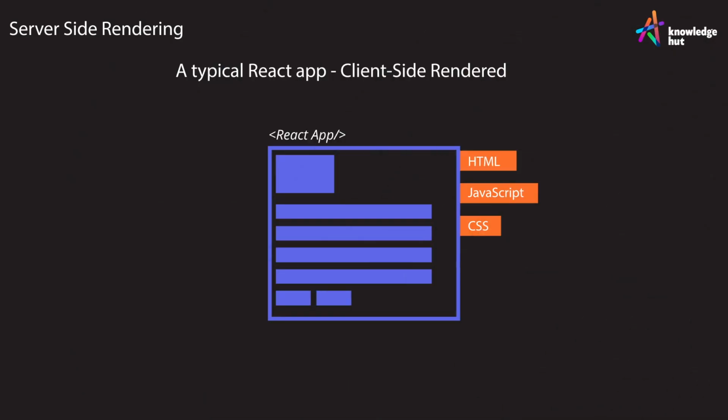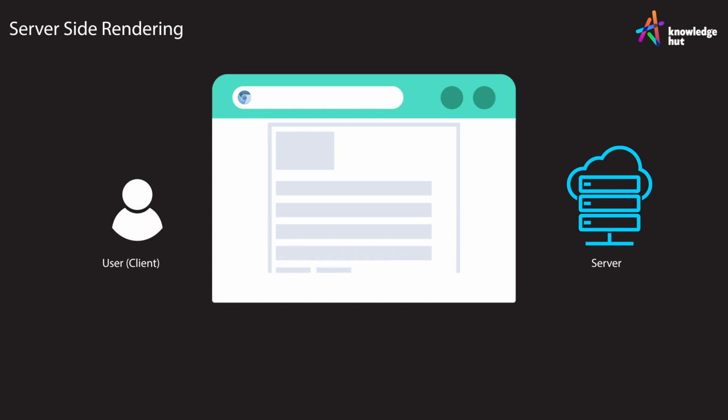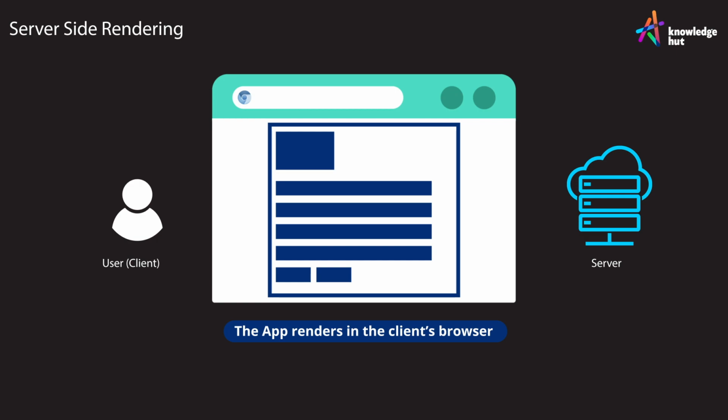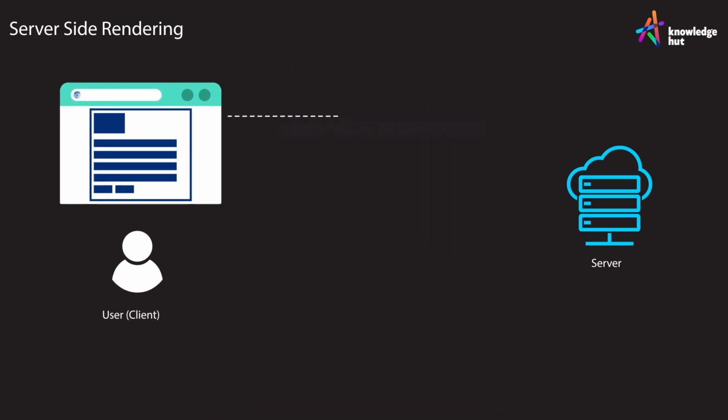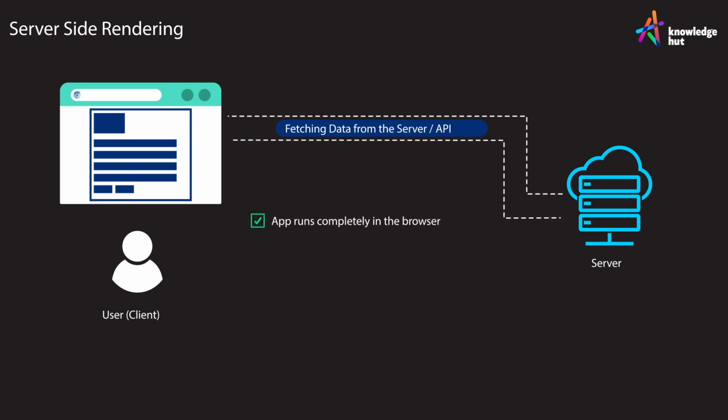Let's begin. A single-page application, such as the ones we build using React, is typically a client-side rendered app. You send a request to the server, and the server responds with a single HTML document, along with a couple of JavaScript files and a style sheet. Once this package is downloaded in full, your browser executes the JavaScript code, and the app runs in your browser. Thereafter, if the app wishes to fetch some data from the server or some other API service, it will do so using HTTP requests as and when needed. Otherwise, your app runs completely in the browser.